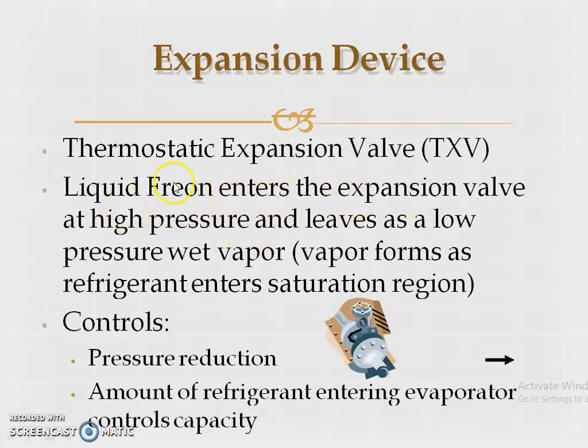The liquid freon enters the expansion valve at high pressure and leaves as a low pressure wet vapor. The refrigerant enters the saturation region. Through the pressure reduction process, the amount of refrigerant needed is controlled. The refrigeration unit consists of the compressor, condenser, receiver, expansion valve and evaporator.